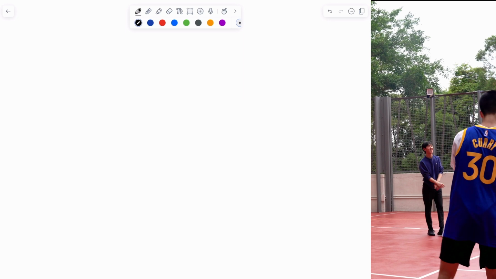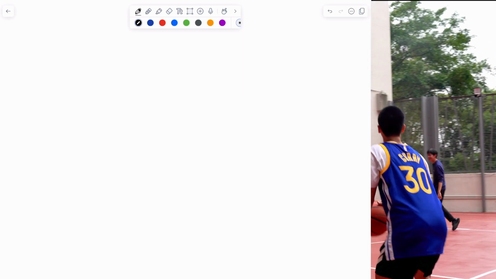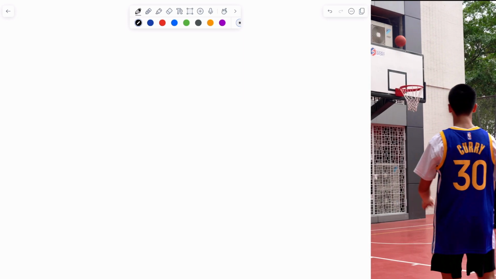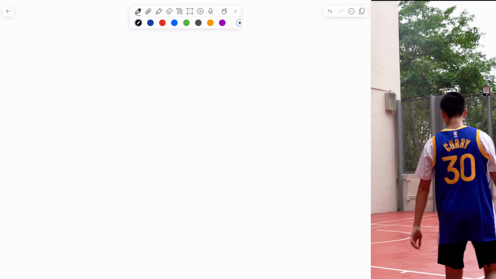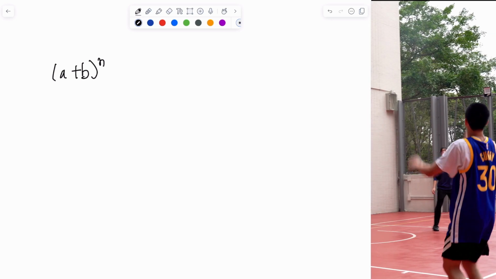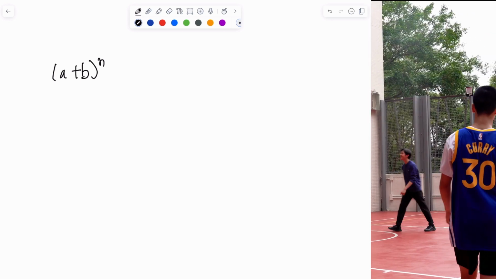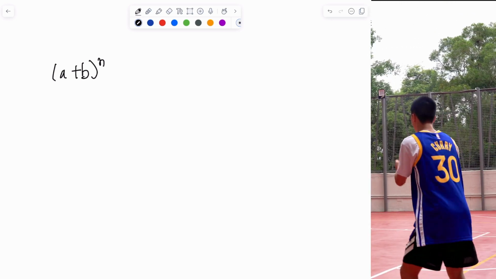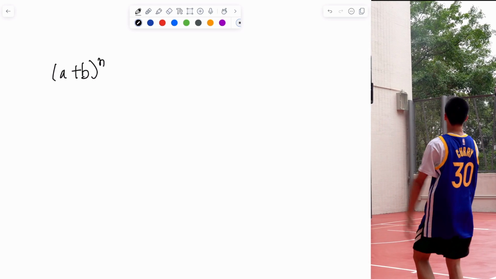To solve this problem, the first thing we need to know is Pascal's triangle. Pascal's triangle helps us find the binomial expansion of an expression. If we are given the expression (a + b) to the power of n, where a and b are real numbers and n is an integer, Pascal's triangle will tell us the coefficients of the expansion of that expression.